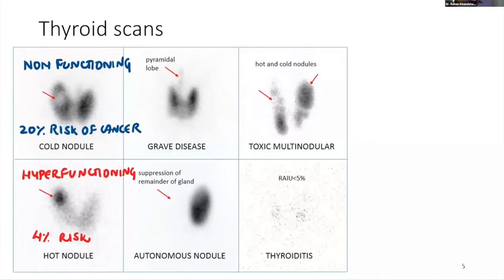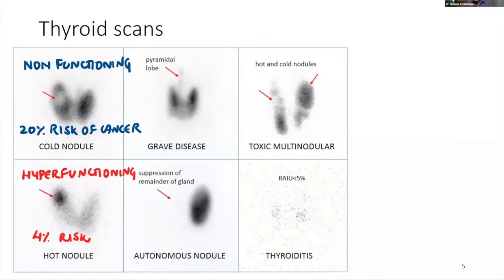Now, if you have multiple hot and cold nodules, that is a toxic multinodular goiter, also known as plumber's disease. So toxic multinodular goiter is also known as plumber's disease.